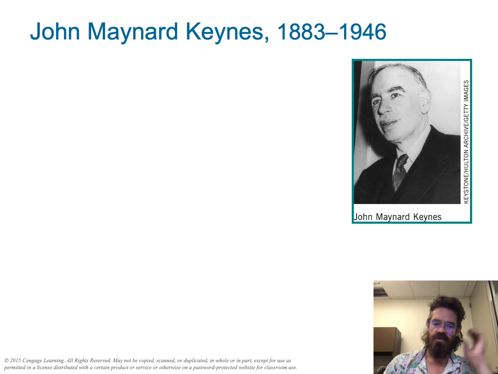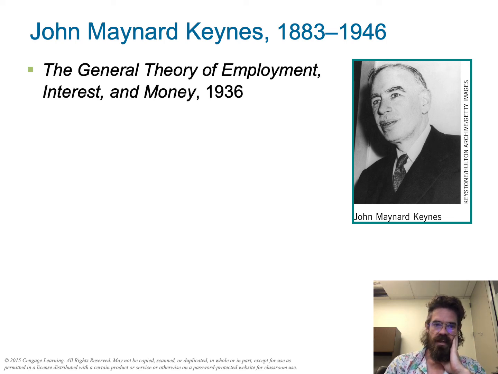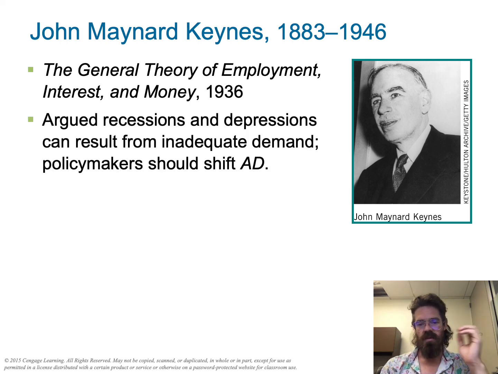All right, now to wrap up this chapter, we're just going to talk about John Maynard Keynes. He was a very famous economist during the Great Depression. He wrote a book called The General Theory of Employment, Interest, and Money in 1936, getting towards the end of the Great Depression. He argued in that book that recessions and depressions can result from inadequate demand, right? Low aggregate demand. And in those cases, policymakers should try to shift aggregate demand back to the right.